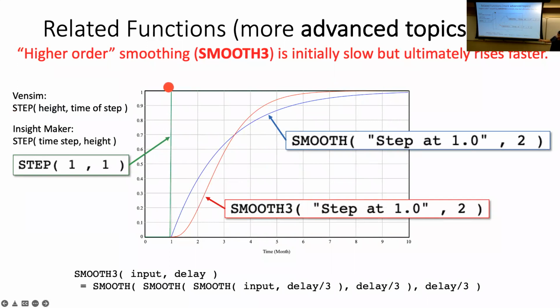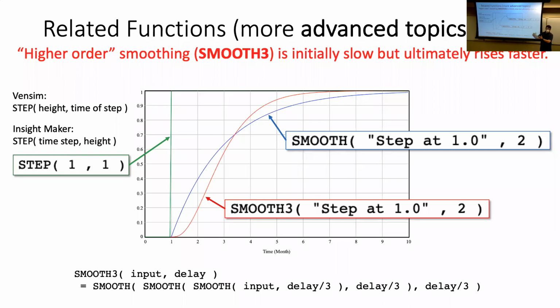to height 1. And the other things that Insight Maker and Vensim give us are what we refer to as higher order smoothing functions. So sometimes I want a sluggish system, but I might want it to rise in a slightly different way than a standard first order toilet tank smoothing system. And so with these higher order smoothing functions, I've tried to summarize it down here.